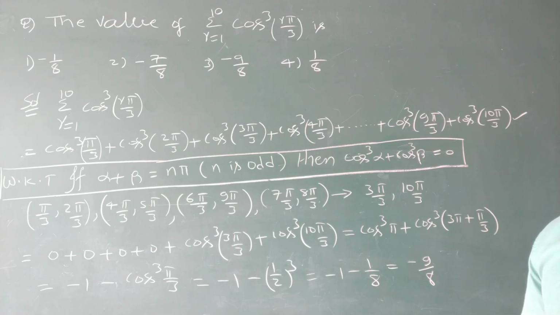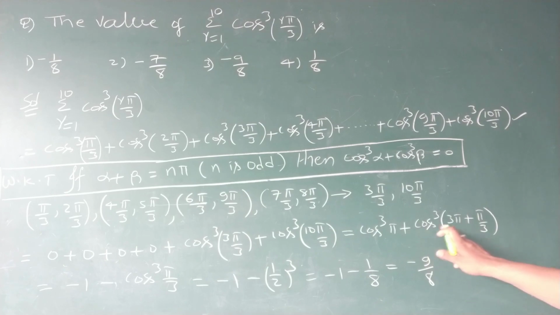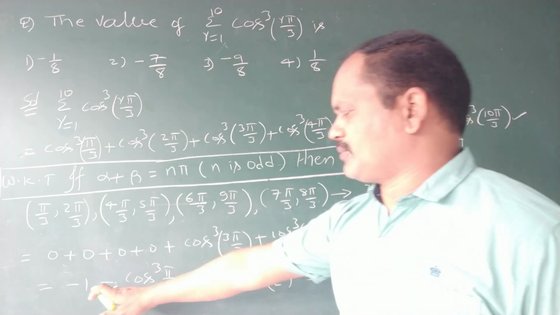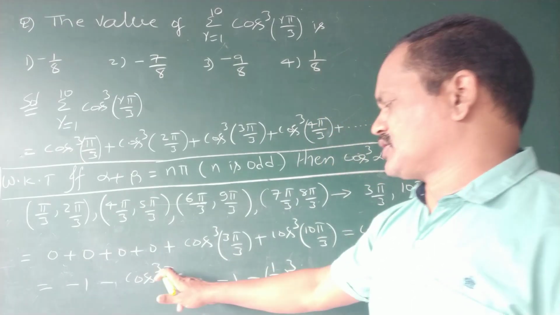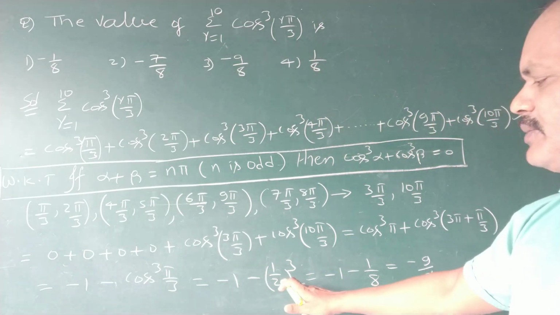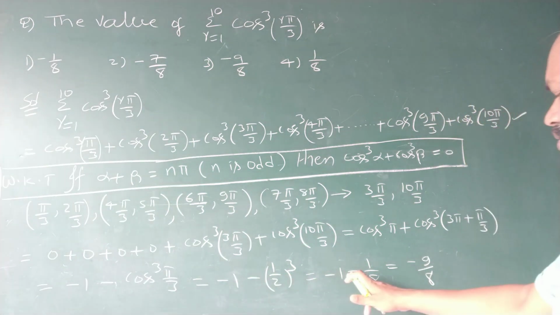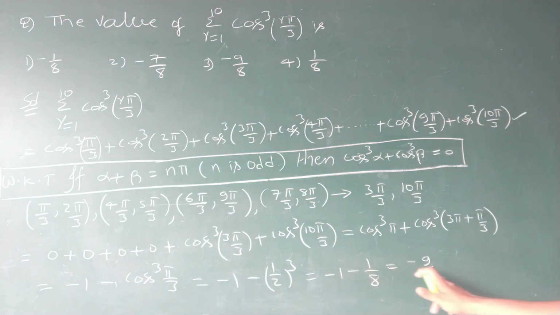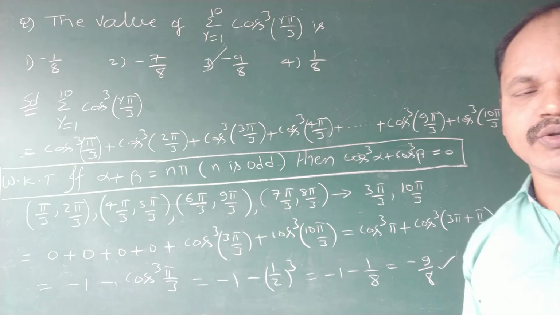So this is cos³π minus cos³(π/3). Cos π is minus 1, so (−1)³ is minus 1. Here it is minus cos³(π/3). Cos π/3 is cos 60°, which is 1/2, so (1/2)³. That's why minus 1 minus 1/8, that is minus 9/8. That is the third option. That's all, this is the solution for this question.